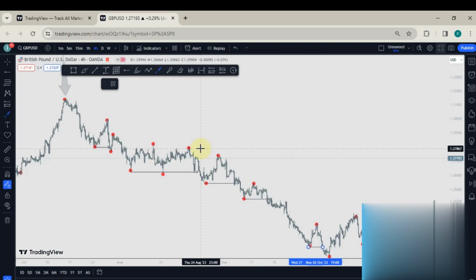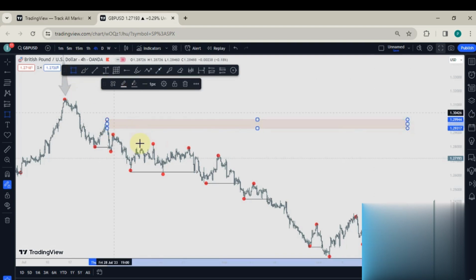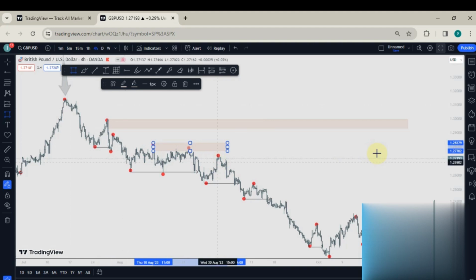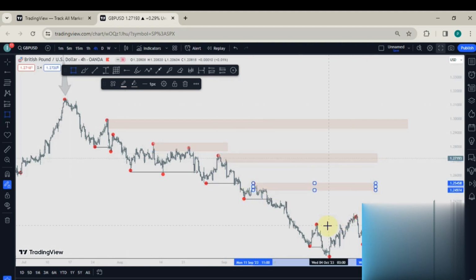A supply or a demand. So in this case, we are in a downtrend. So what caused the break of structure becomes what? Our supply. So if you can see, this becomes our supply here. And this also becomes our supply here. And this also becomes our supply here. And also this becomes our supply here.